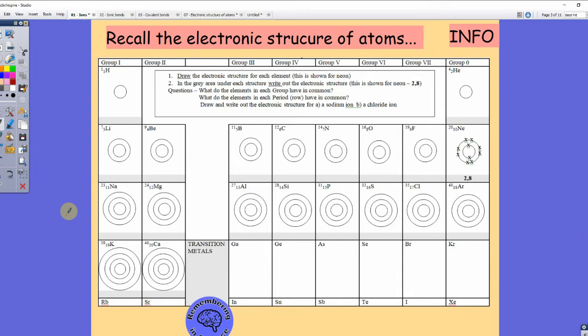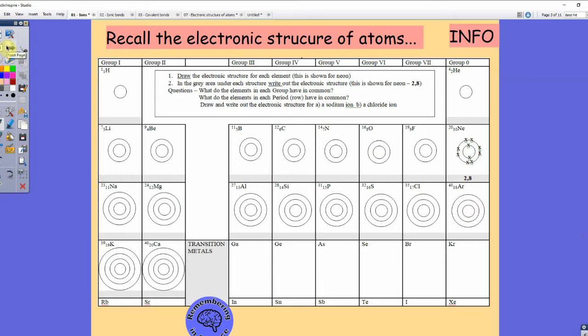So the next task was to use what you'd learned before, recall the electronic structures of atoms, and now we're looking at ions. So we know what the electronic structure is, we've just looked at that, but the thing with an ion is all atoms want to be stable, and in order to be stable they must have a full outer shell of electrons. We know that group 0 are stable because they all have a full outer shell, 2 for the first one, 2,8 for neon and 2,8,8 for argon. So all of the other atoms want to have this full outer shell.